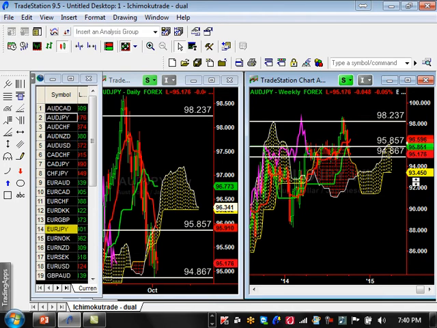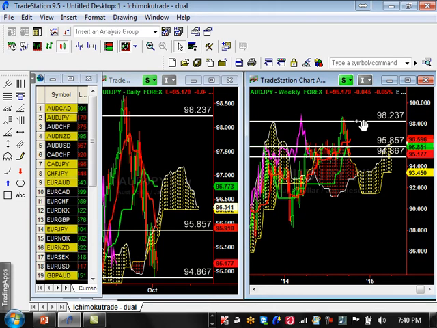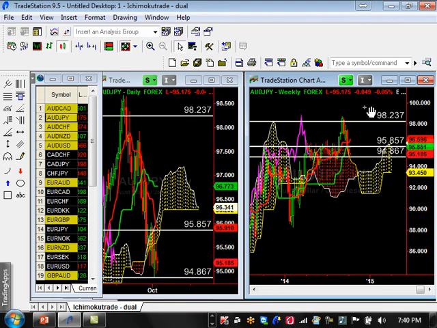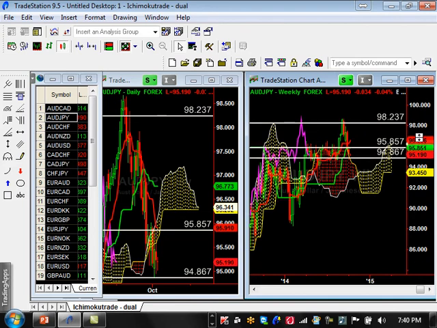If it holds that support, then it does have a high probability of coming back to this pivot high at 98.23 and breaking that to retest the high. If it breaks this support level, it's going to keep on consolidating in a range between the 98.23 and let's just say 90 level for now.